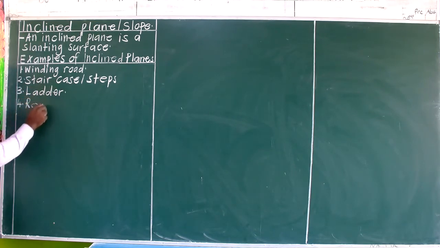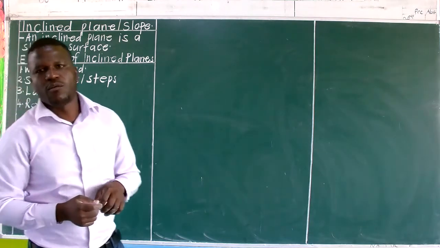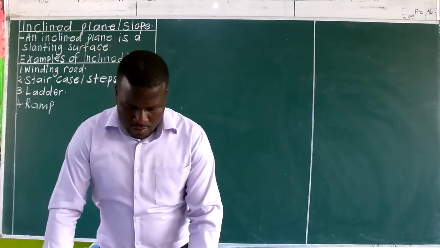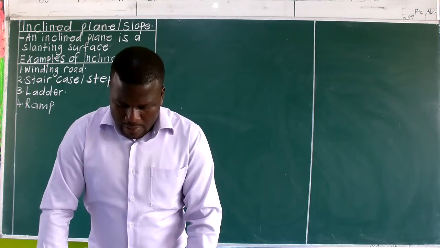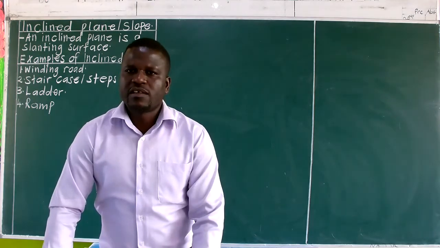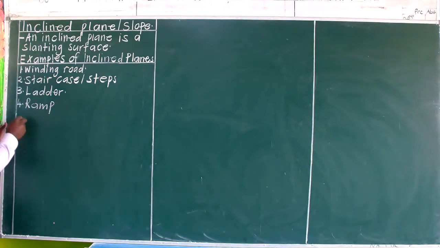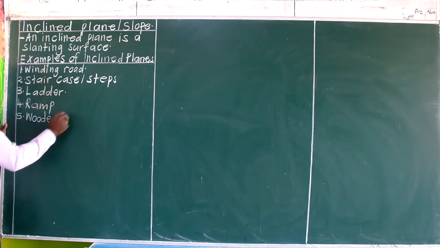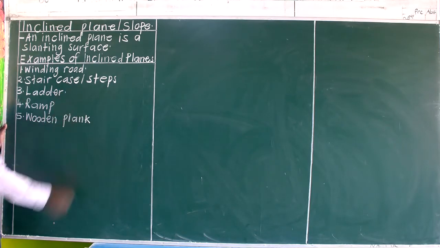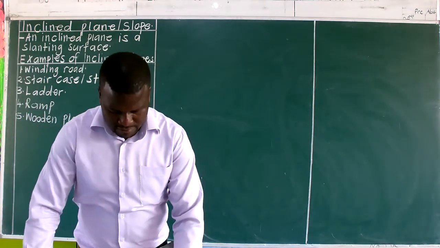Then we have what we call a ramp. A ramp is also an example of an inclined plane. So we have winding road, ramp, ladders, staircase. Those are some of the examples of an inclined plane. You can even add a wooden plank. These are examples of inclined planes.